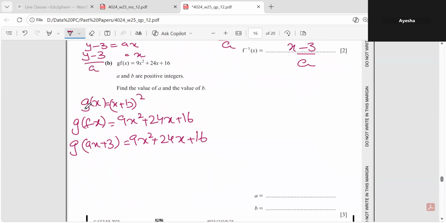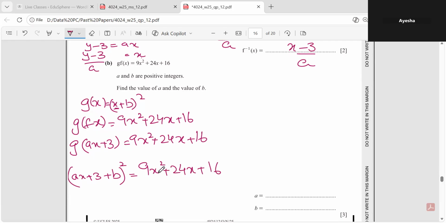Now g of x is given as (x plus b) whole square. So in place of x, we are going to write ax plus 3. So I'm going to write here (ax plus 3 plus b) whole square, which is equal to 9x squared plus 24x plus 16. Okay, here we have to go for the comparison. Before that, if I look at it, it's actually ax plus 3 plus b. It's a very big value.